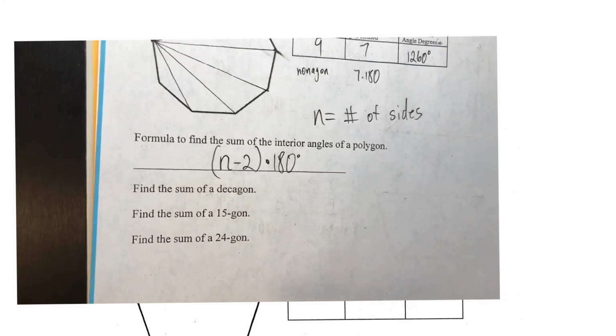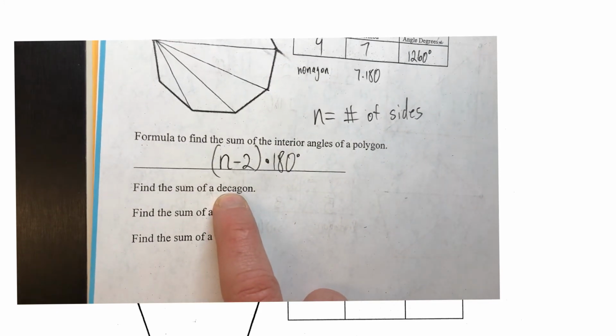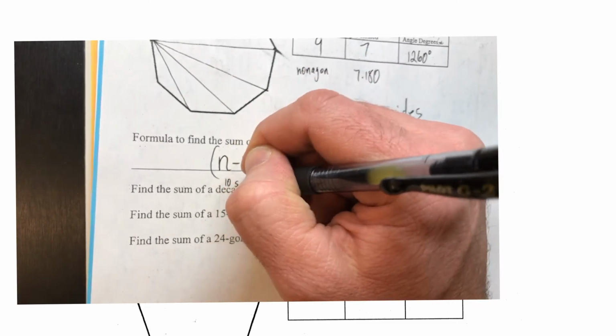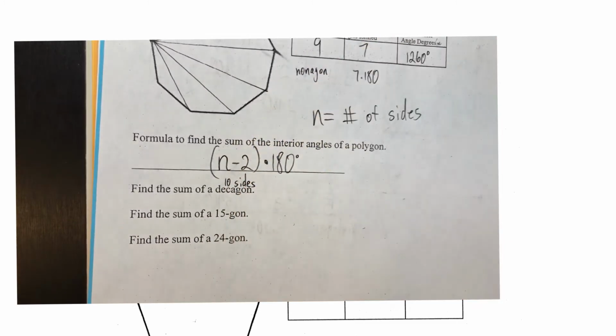Okay. So in a decagon, first of all, how many sides does a decagon have? It has 10 sides. Yes, a decagon has 10 sides. Okay, in a triangle, the 3 angles add up to what? Good. They add up to 180. In a decagon, the 10 angles add up to what?